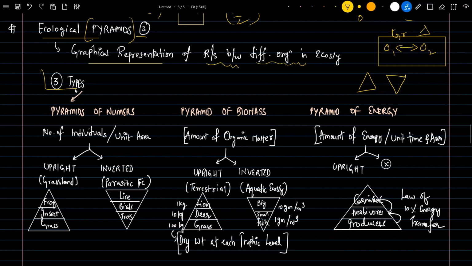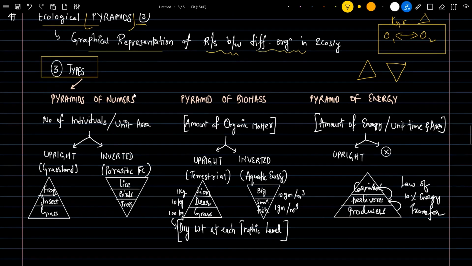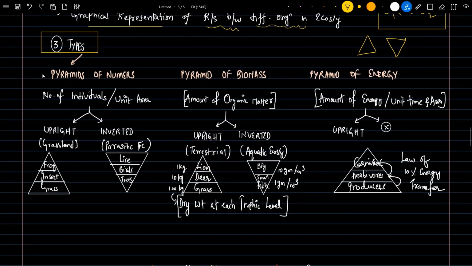So there will be three types of ecological pyramids. First is pyramids of numbers. Second is pyramids of biomass. Third is pyramids of energy. So what is pyramids of numbers? It simply defines the number of individuals per unit area. So how many individuals are there?